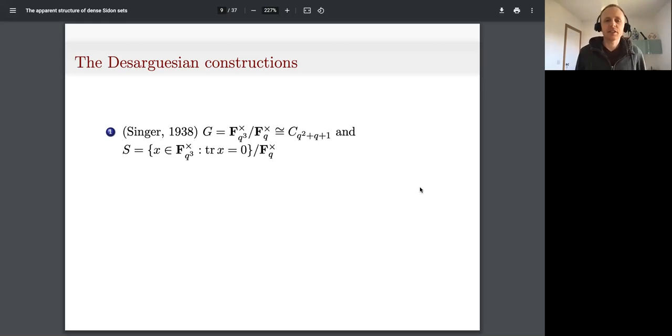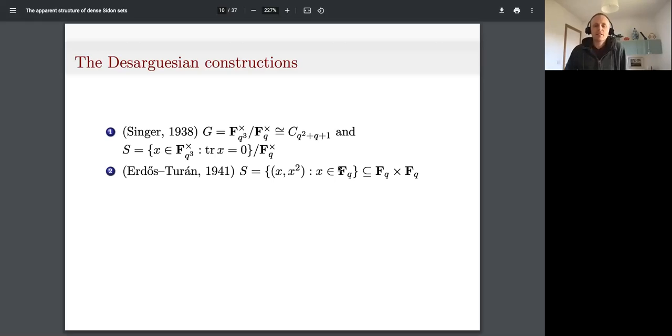And here's the example. You take a finite field F_q, and you look in the cubic extension F_q cubed, and you take the group to be the multiplicative group of F_q cubed quotiented by F_q, the multiplicative group of the smaller field. So that's the cyclic group of order q squared plus q plus 1. And the Sidon set is, well, you take all elements in the big field of trace 0, and you look at the image in the quotient. And the claim is that that's a Sidon set. That shouldn't be obvious at this point.